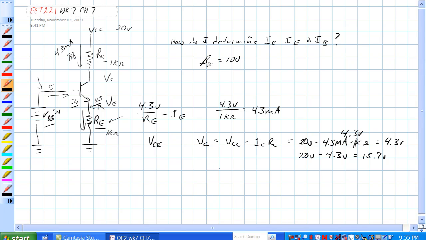15.7 volts. So if VC equals 15.7 volts and VE equals 4.3 volts, then V collector to emitter is equal to 15.7 volts minus 4.3 volts, which is equal to 11.4 volts.